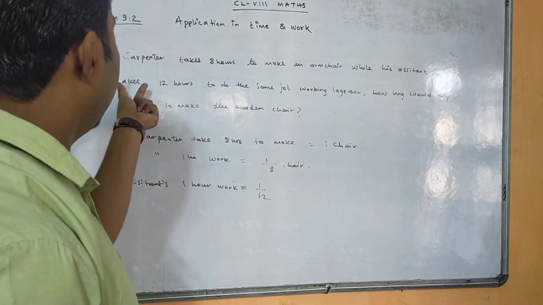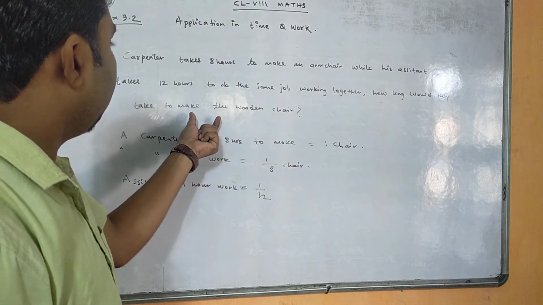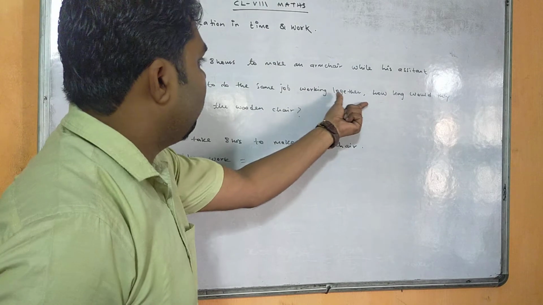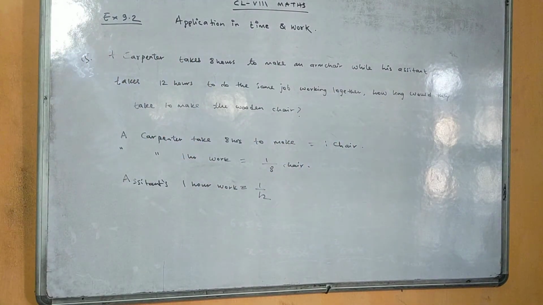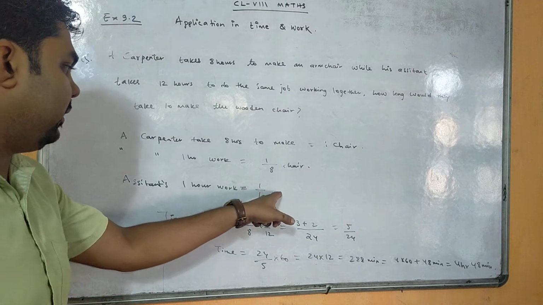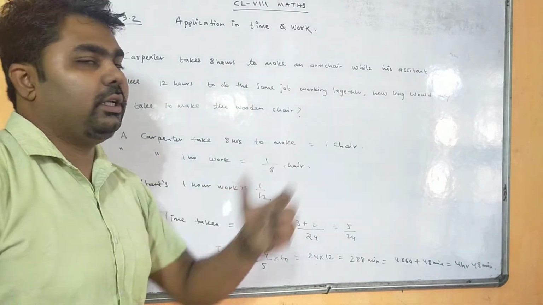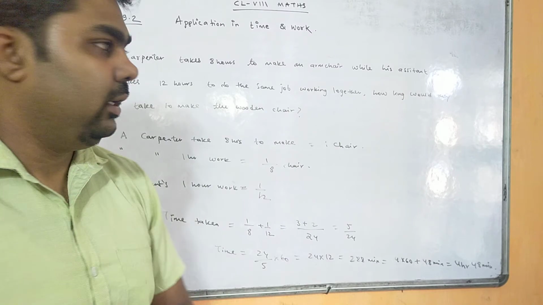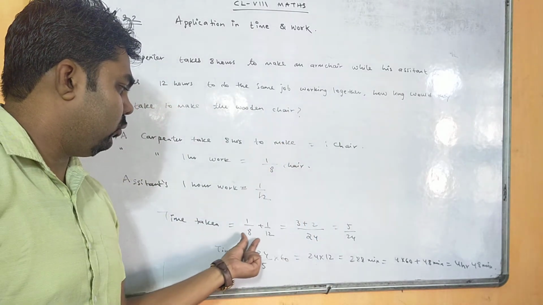while his assistant takes 12 hours to do the same job, working together, how long would they take to make the wooden chair? So the assistant's 1 hour work was 1 by 12. Now when they work together, that is what the question asks. If they are working together, how much time will they take? That means what we do here, 1 by 8 plus 1 by 12. What is the LCM? 24.